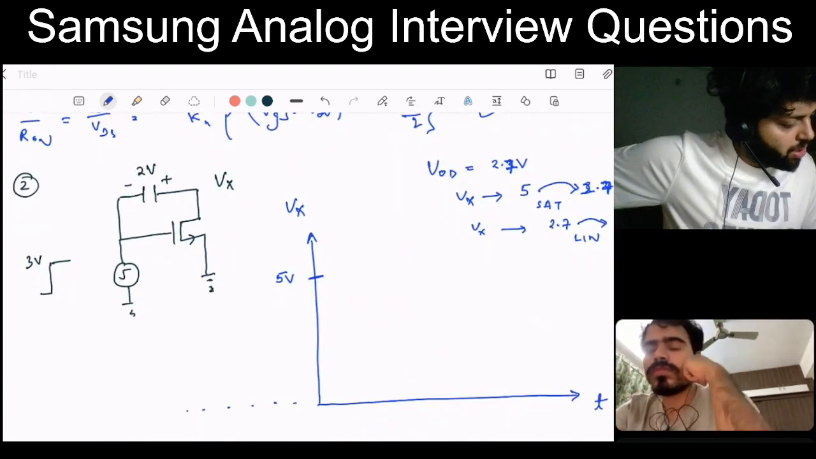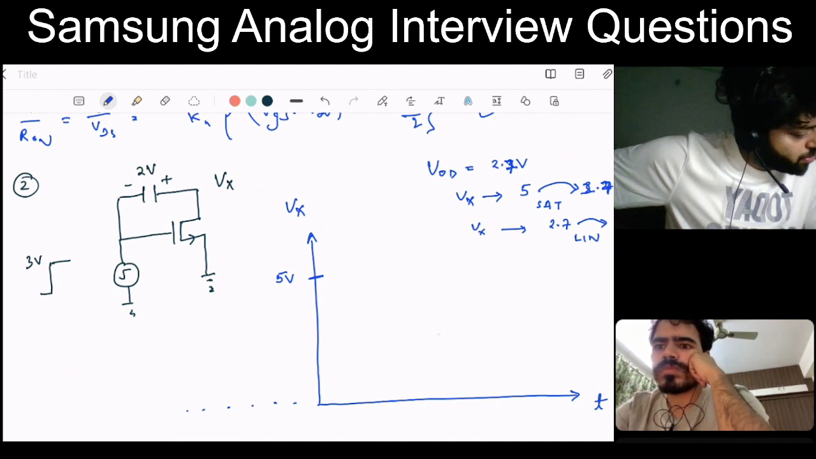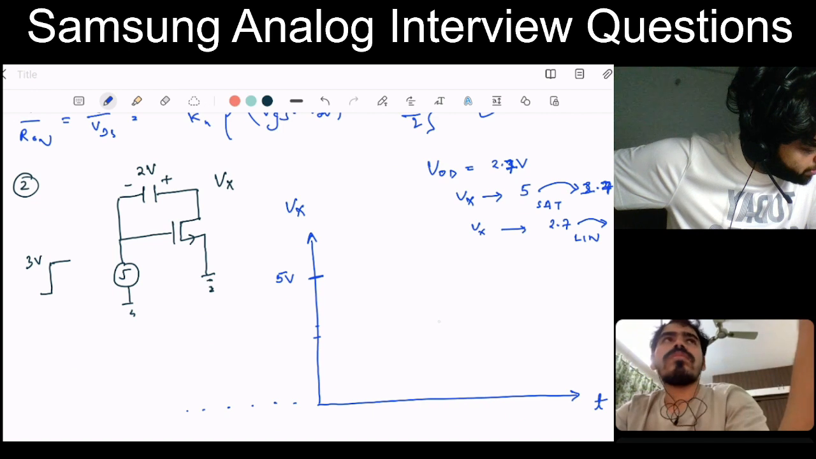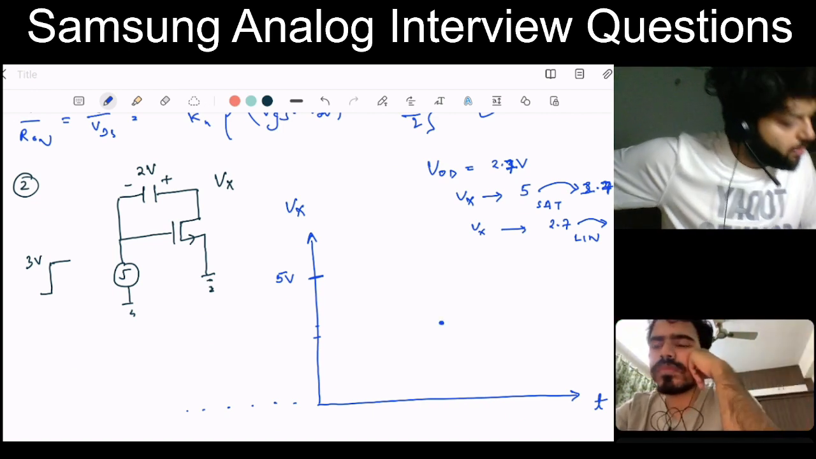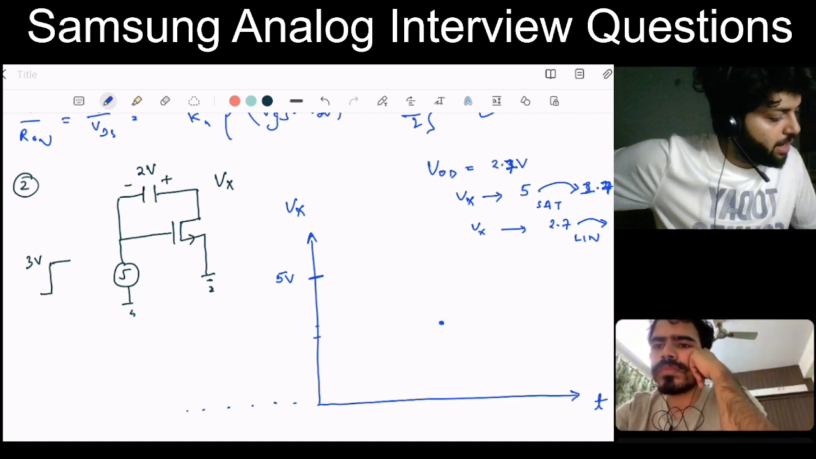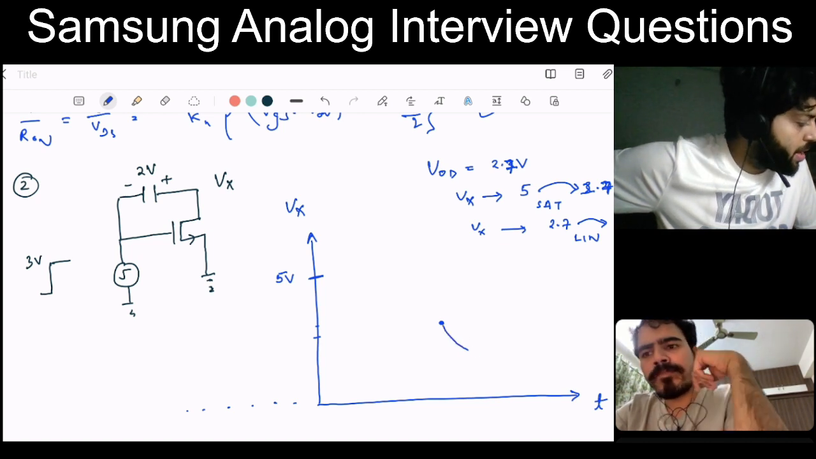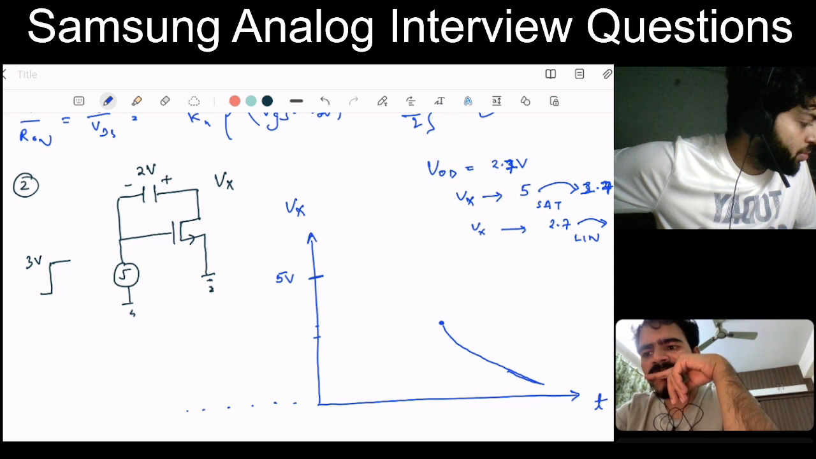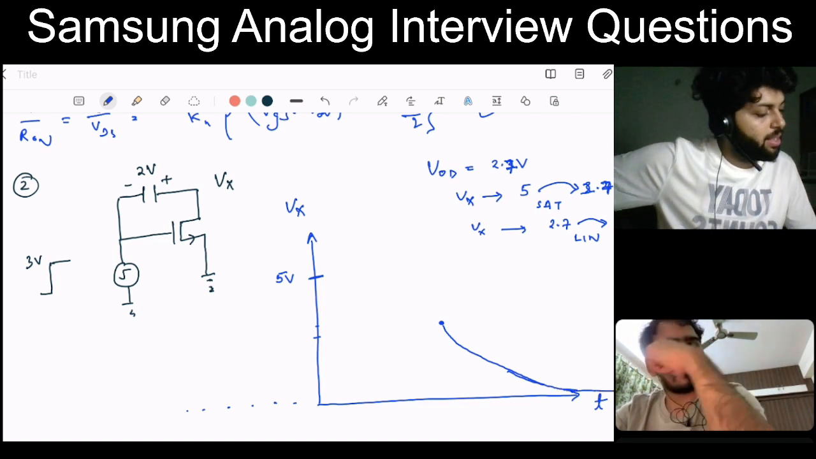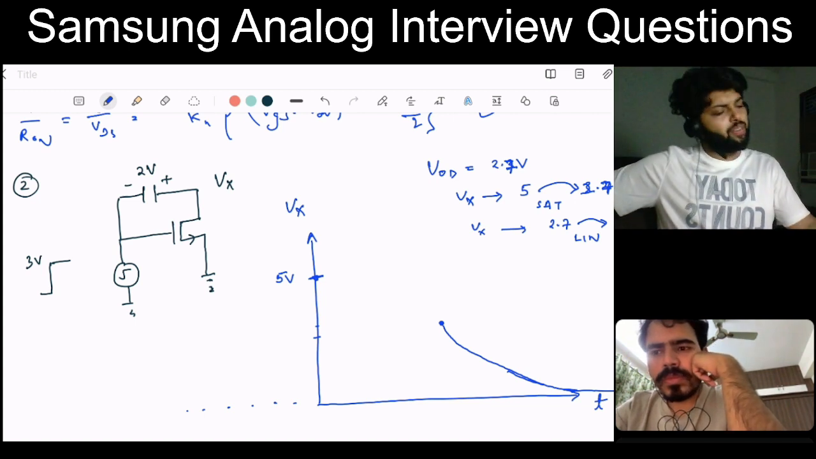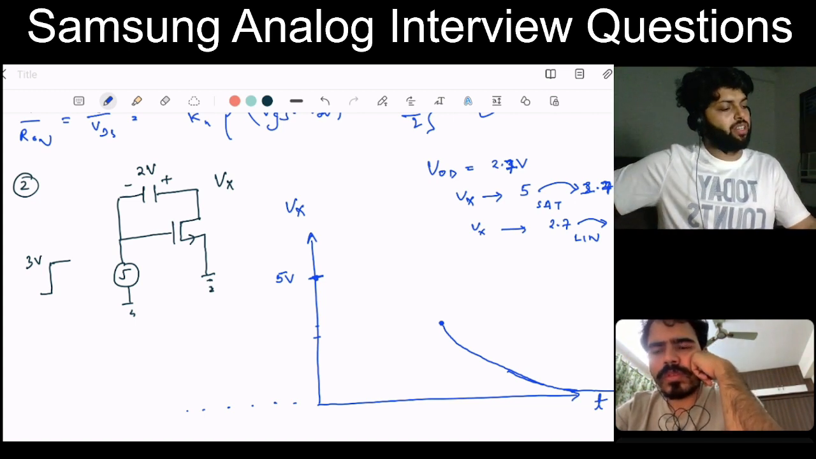So now what happens is till 2.7, it will be somewhere here. Over here it will have some different behavior, and after that it will have the same kind of behavior because it's in linear mode. It will be something like this, again going to 0 at t equal to infinity. From here to here, it will have some different shape, maybe, I don't know.